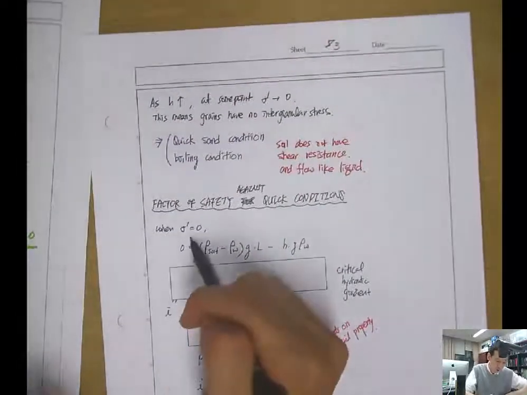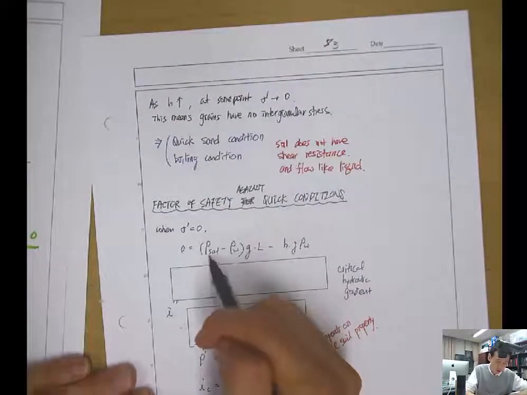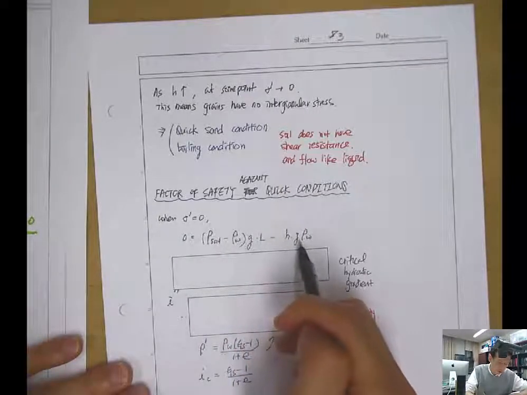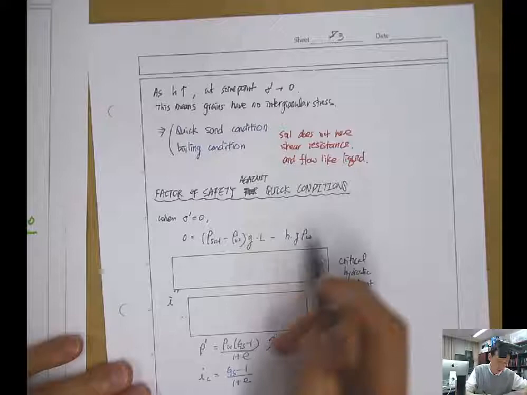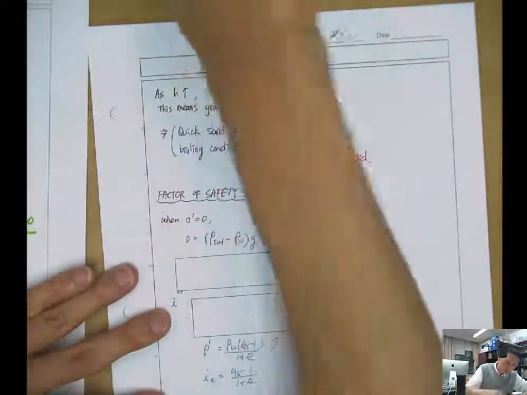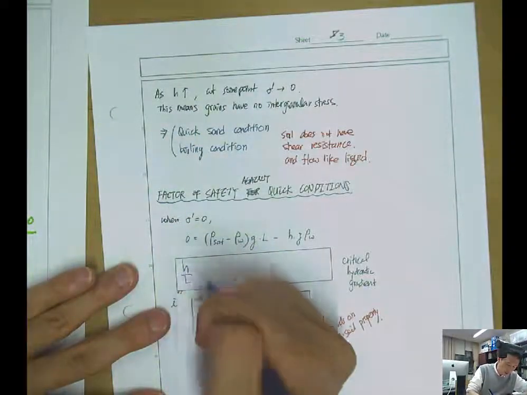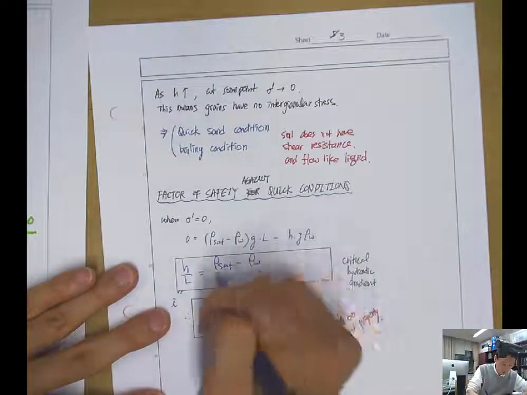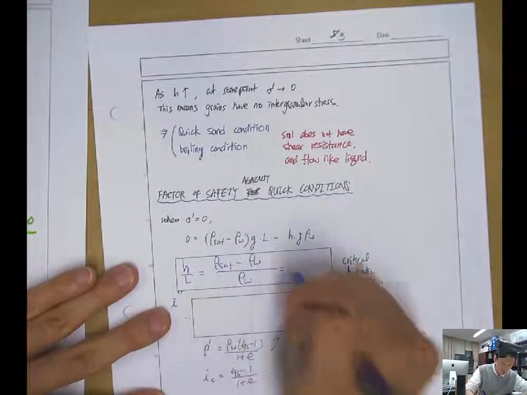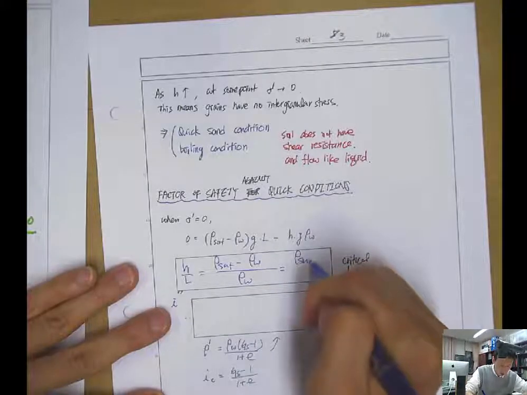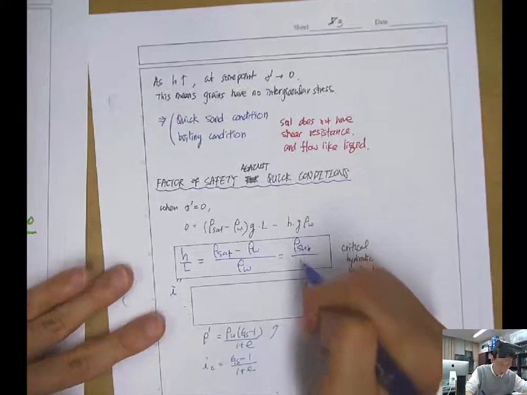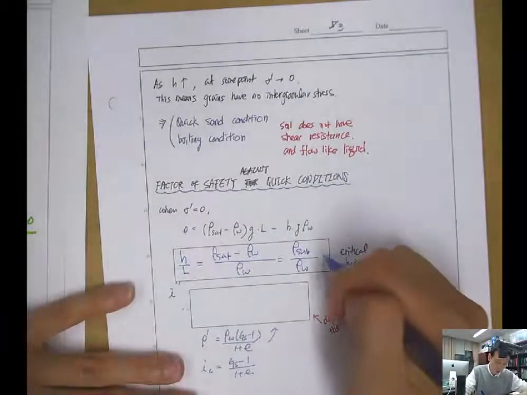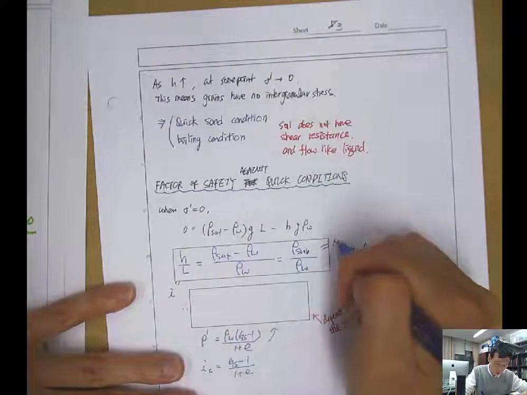So here, when the effective stress is 0, then rho sat minus rho w times g times L minus H times g times rho w is 0. So then from that, H over L is (rho sat minus rho w) over rho w. And this is fundamentally the submerged density over water density. And it's called the critical hydraulic gradient.